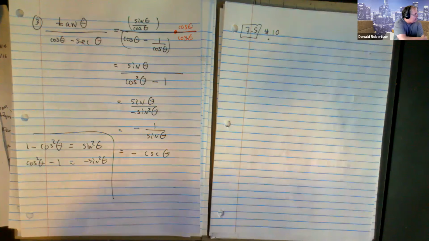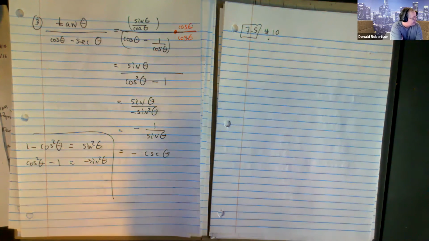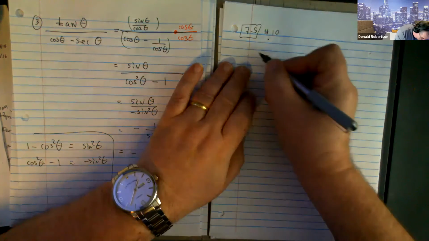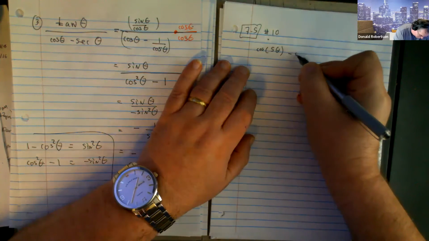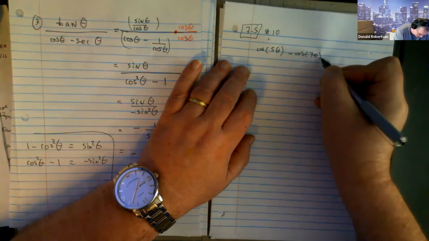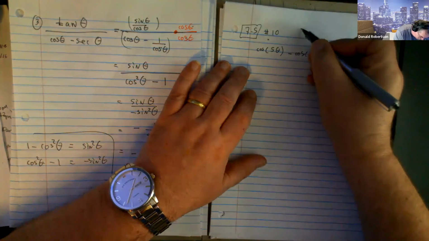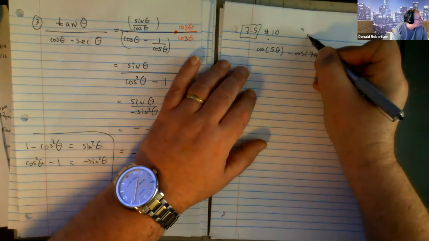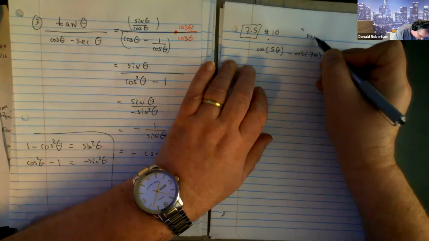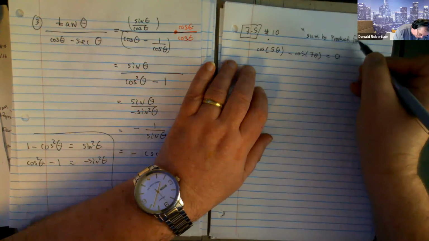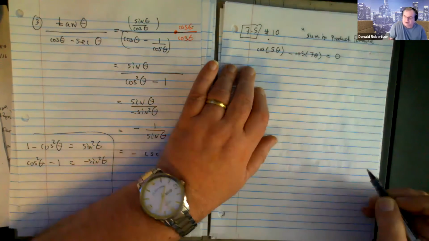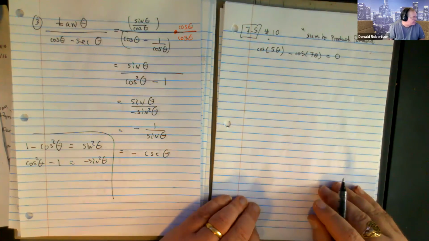Okay, so question 10: solve this equation by using the sum to product formula and enter your answer as a comma separated list. If you take the cosine of 5 theta and subtract the cosine of 7 theta, it's going to equal 0, and they're telling you to use the sum to product formula. You would have all the sum to product formulas on one of your cheat cards.